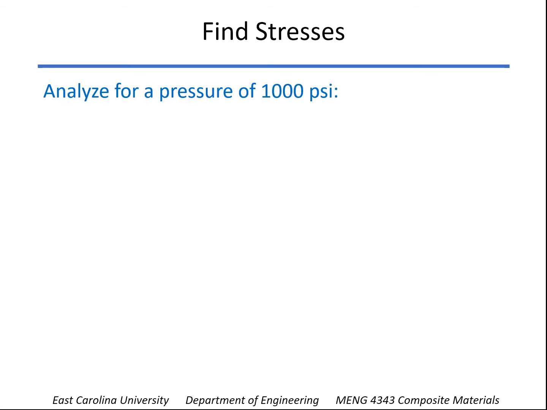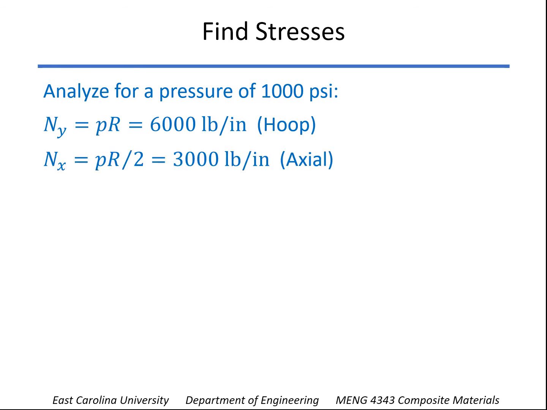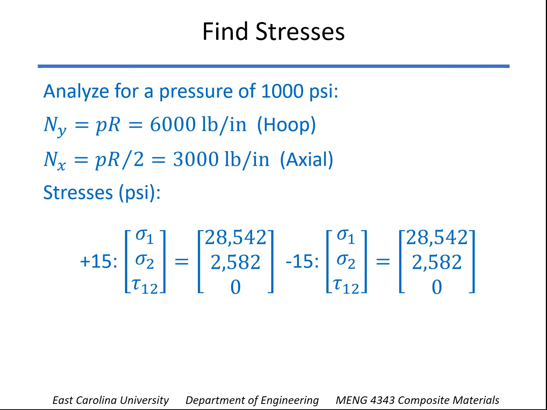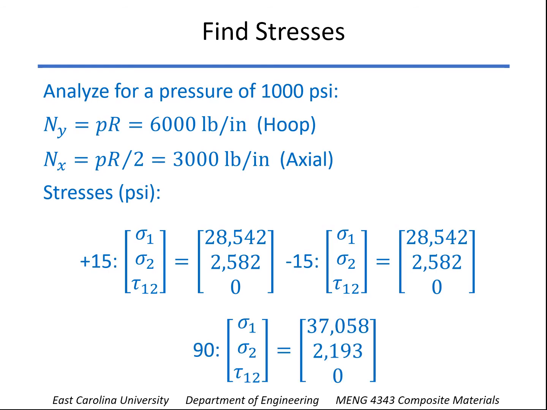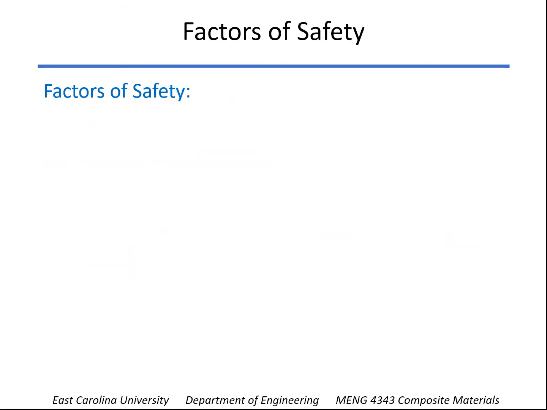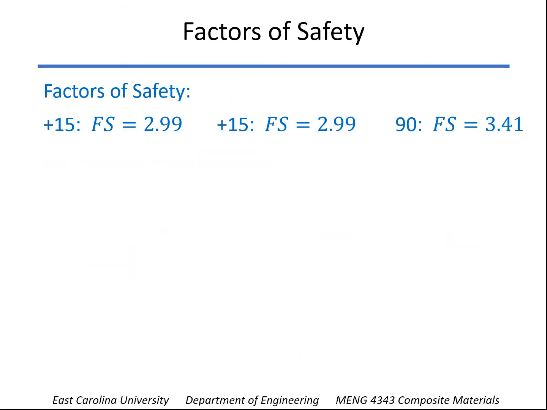So first of all, let's just arbitrarily pick a pressure of 1,000 psi and calculate Nx and Ny. Hoop will be 6,000 pounds per inch, axial will be 3,000 pounds per inch. And we'll calculate the stresses. There we go for the plus and minus 15s, and there you go for the 90s. Now, one thing you notice is that all the layers are in a state of biaxial tension. And we can also calculate the factors of safety there.